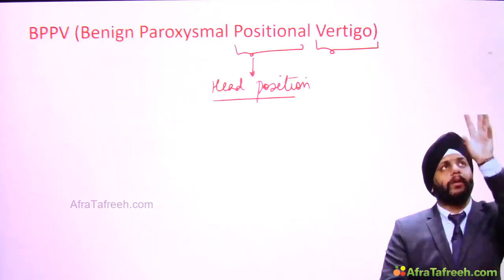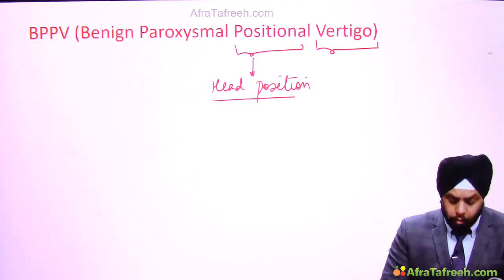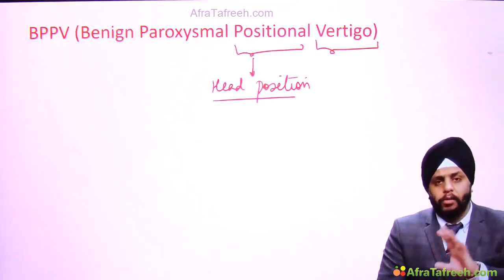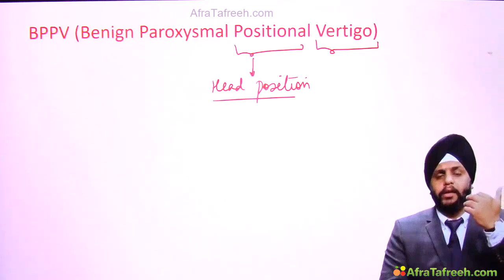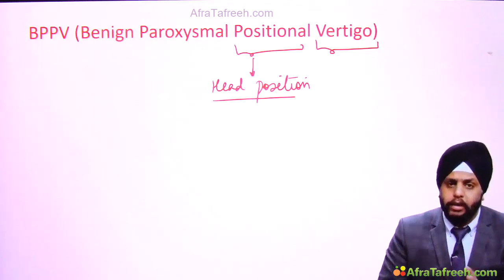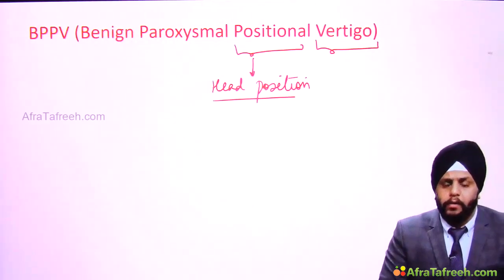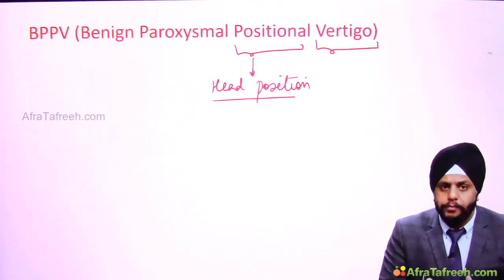The patient tries to pick up something from the upper shelf, or tries to tie shoelaces, or even to wear trousers. Sometimes the patient rolls and gets up from the bed in the morning or gets down on the bed at night. There is a change in head position. In any of these changes in head position, the patient will have vertigo. So this is known as positional vertigo.